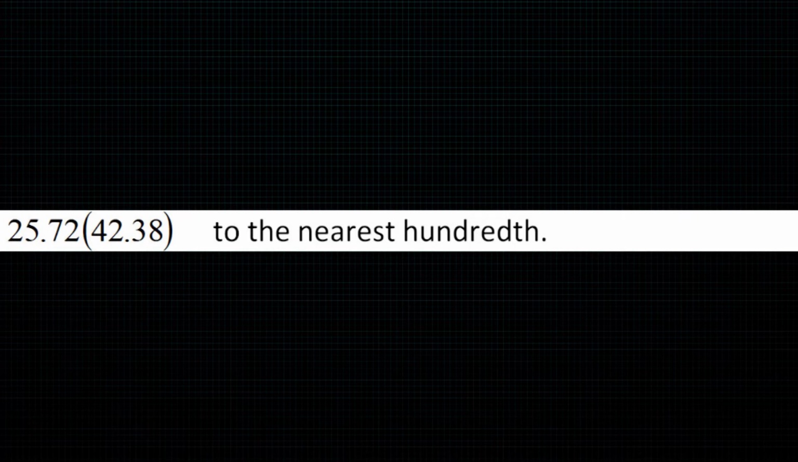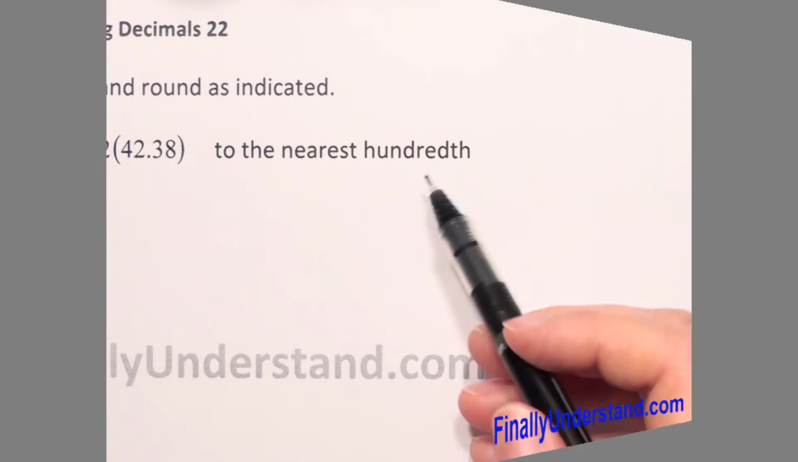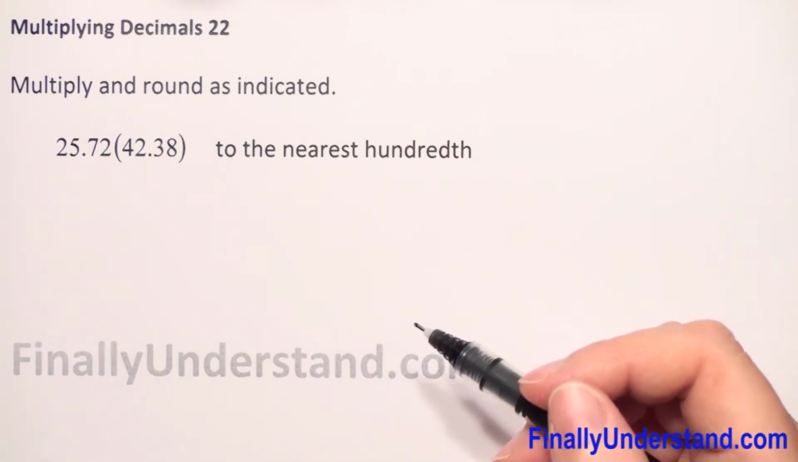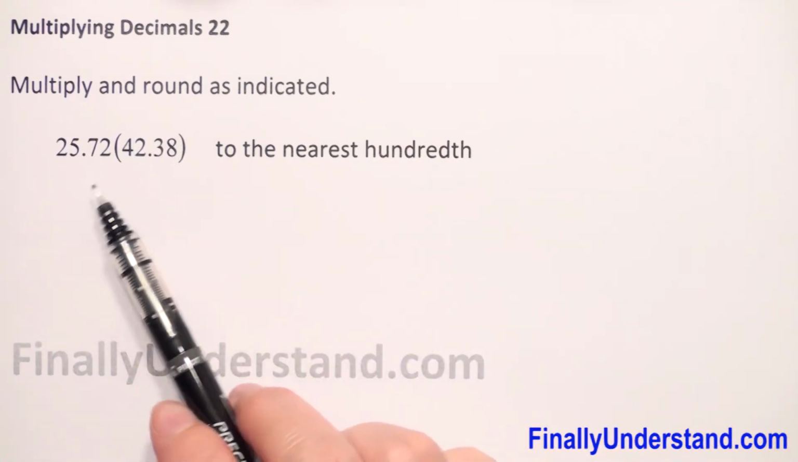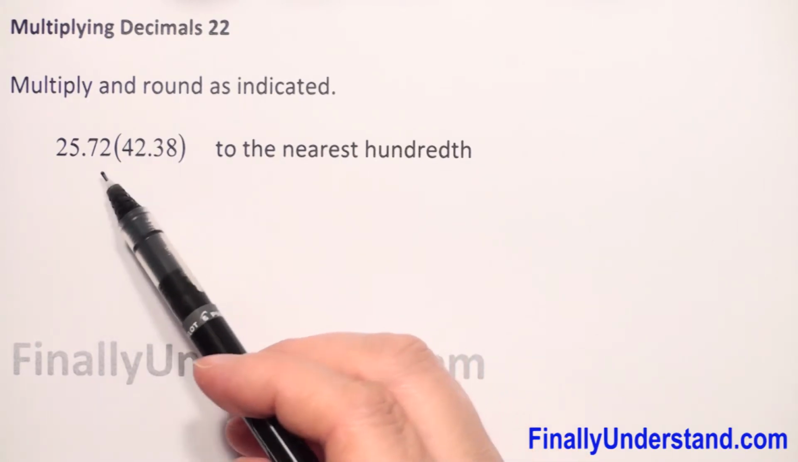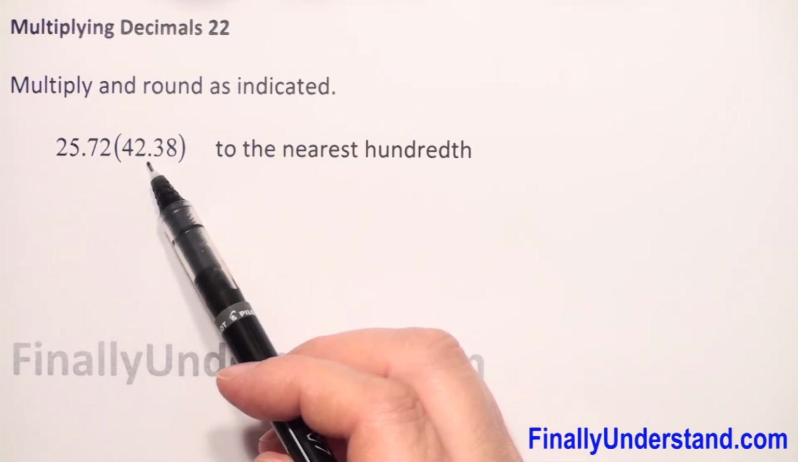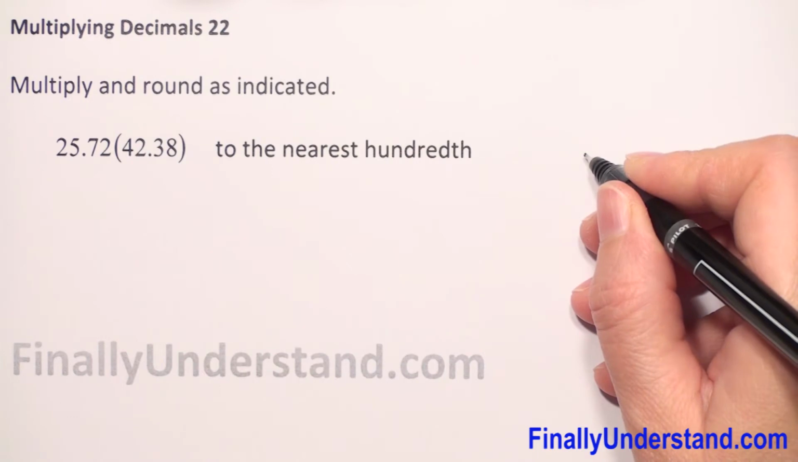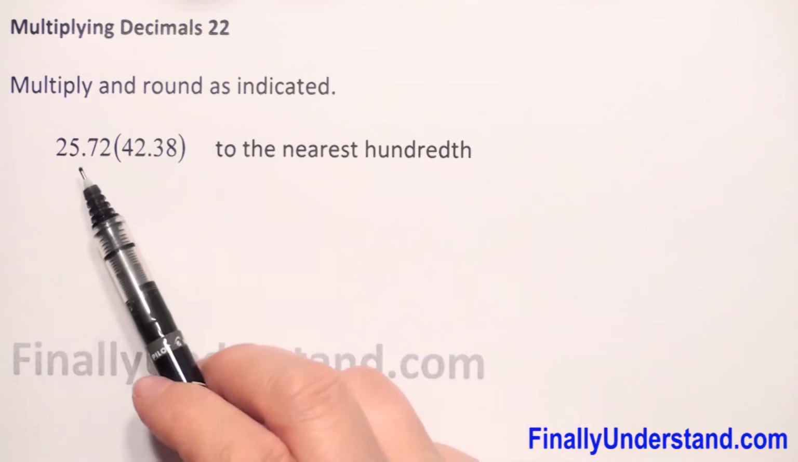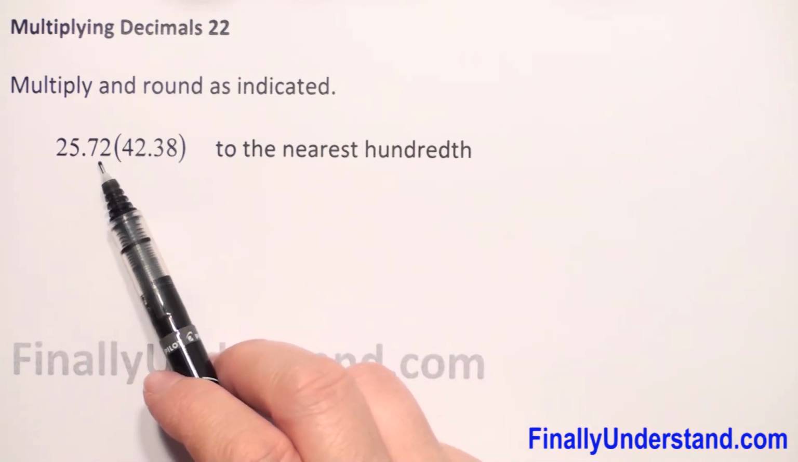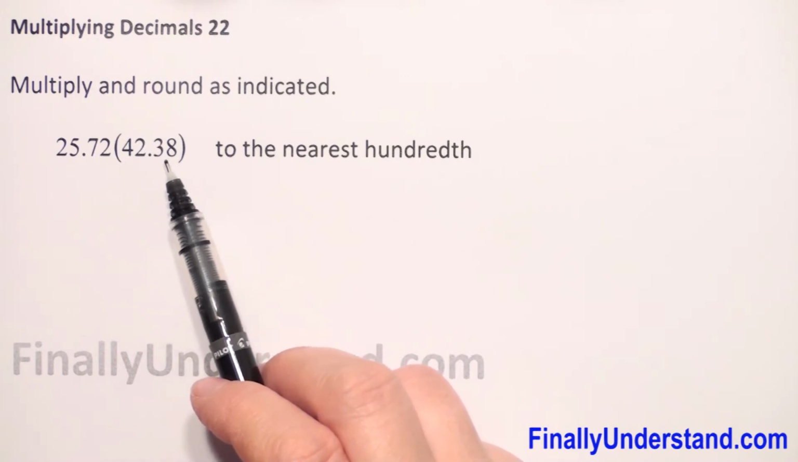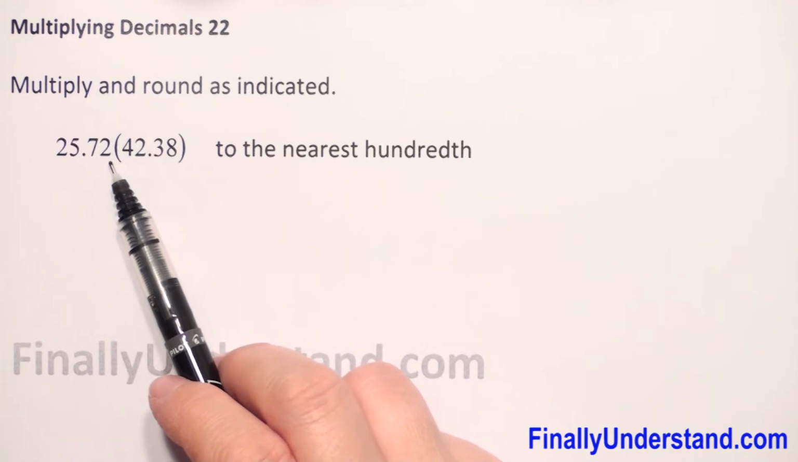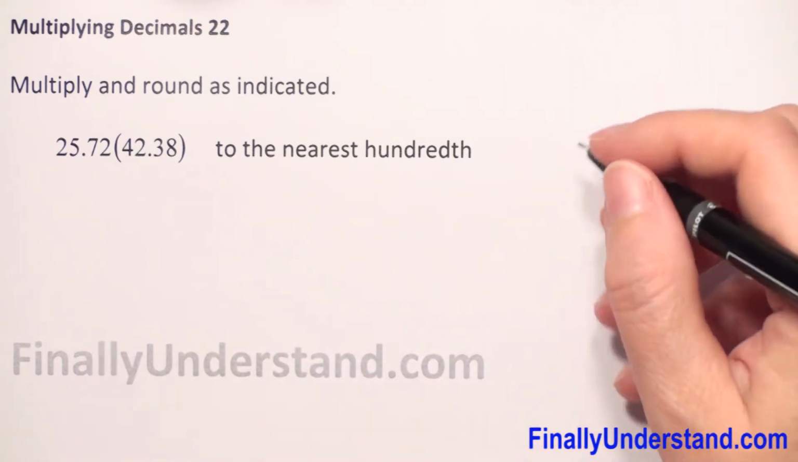In this example, first we have to do multiplication and next we have to round to the nearest hundredth. So how do we multiply these two decimal numbers? We have to first forget about the decimal points. It doesn't matter if you multiply 25.72 times 42.38 or 42.38 times 25.72. This is multiplication, so the result will be the same.